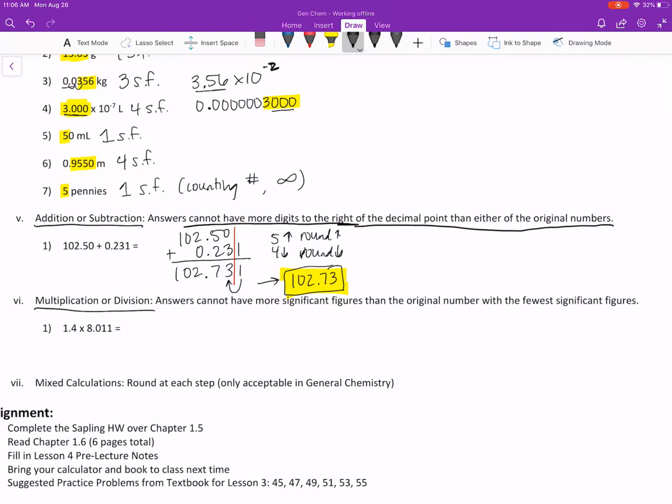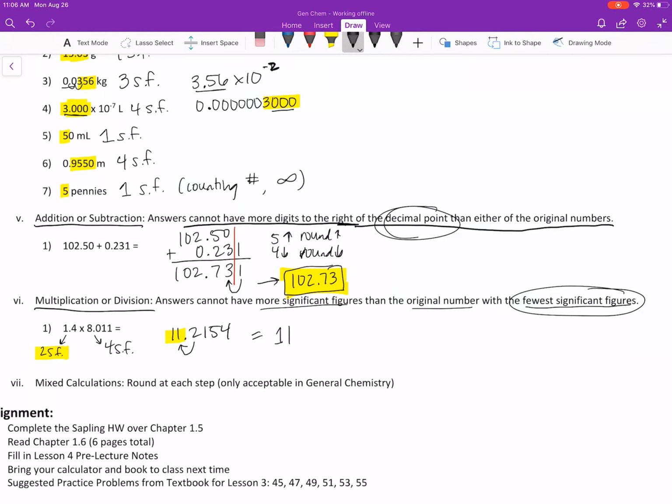Now multiplication and division is going to mean that answers cannot have more significant figures than the original number with the fewest sig figs. So this is based on decimal places, this is based on sig figs. So in this case, this has 2 sig figs, this has 4 sig figs. So when I multiply them together, I'm going to get 11.2154. But because I'm limited to 2 sig figs, I can only have the first 2, which means the third number I have to figure out, does it round up or does it round down? And hopefully you all realize that it rounds down, and so my final answer is 11.